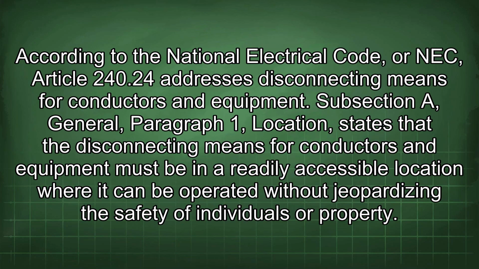According to the National Electrical Code, or NEC, Article 240.24 addresses disconnecting means for conductors and equipment. Subsection A, General, Paragraph 1, Location, states that the disconnecting means for conductors and equipment must be in a readily accessible location where it can be operated without jeopardizing the safety of individuals or property.